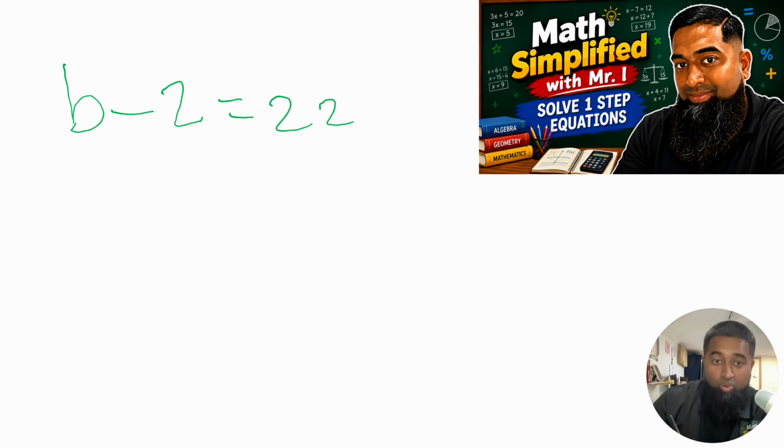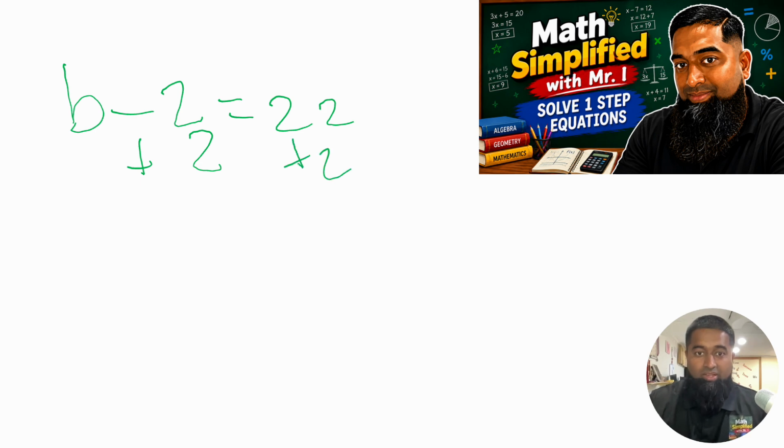You should have unpaused and you should have said, if I'm subtracting 2, then I'm adding 2, right? If I'm subtracting 2, I'm adding 2 to both sides. And then I get, boom, b equals 24.